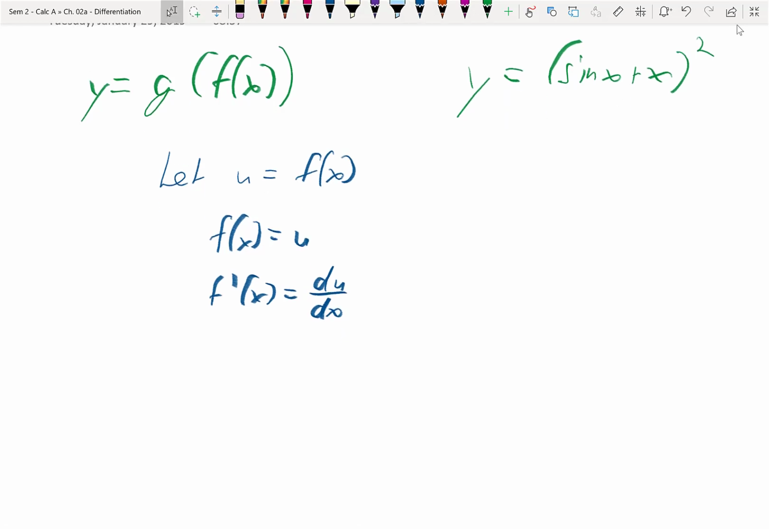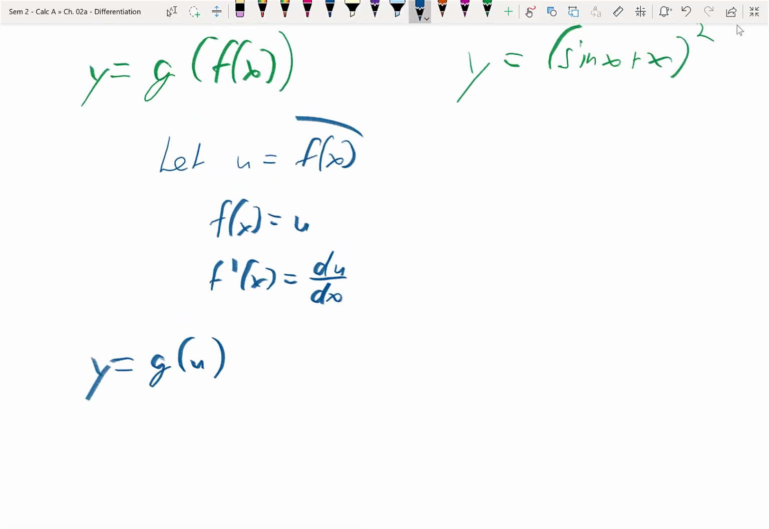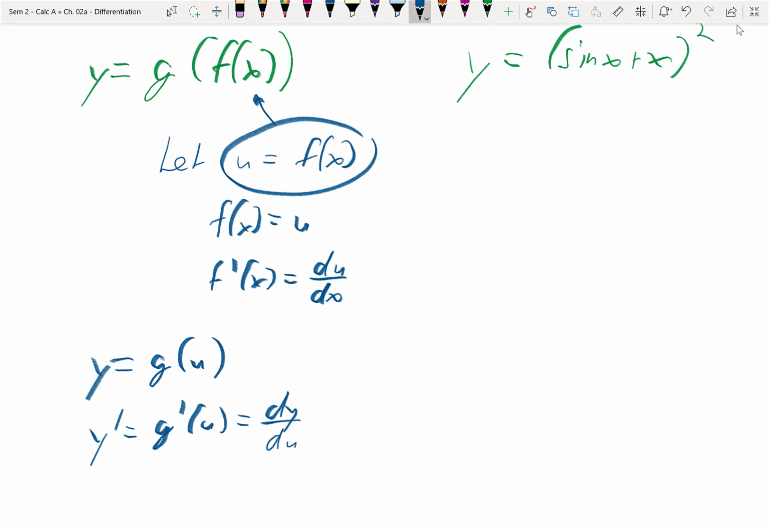And if I do the substitutions now, y is equal to g of u. Again, I'm just substituting this in. If I take the derivative of that, y prime is equal to g prime of u, which is equal to dy over du. But I don't want dy over du, I want dy over dx.